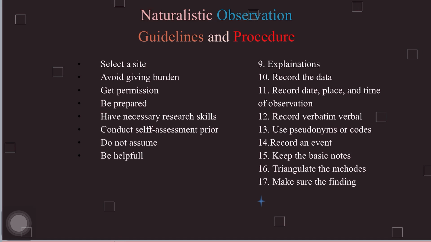Triangulate the method. This means to validate your findings or to ensure that the findings match reality, triangulate the method as much as possible using several different sources of information to converge on a comprehensive picture. And the last is make sure that the findings are reliable in that the procedures are reasonably unaffected by extraneous factors.